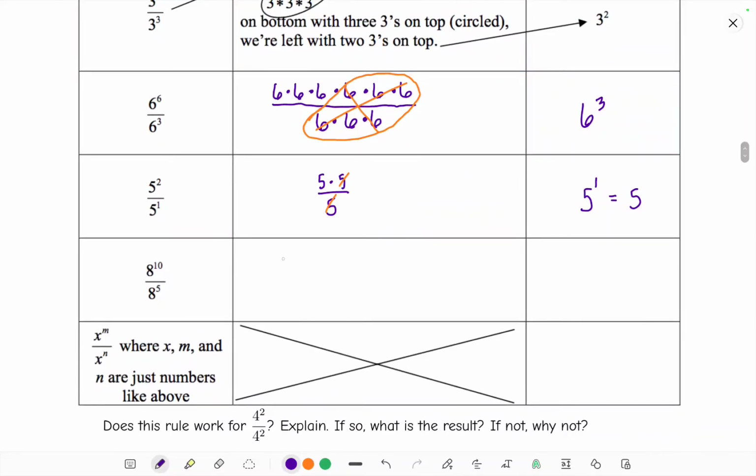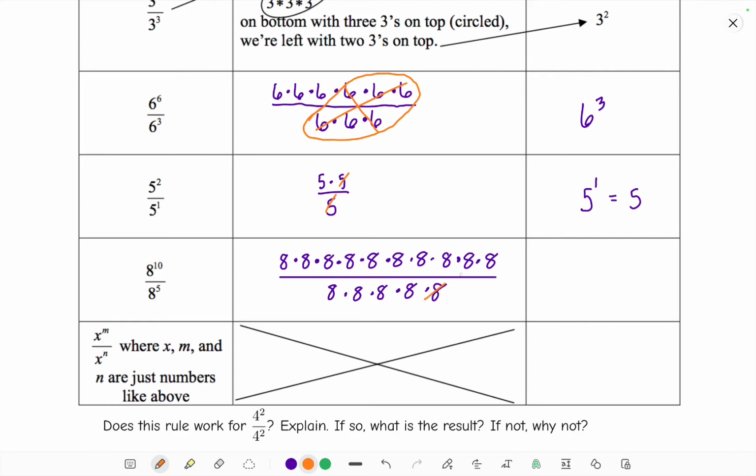Now, 8 to the 10th over 8 to the 5th. Well, this is 8 times 8 times 8 times 8 times 8 times 8 times 8 times 8 times 8 times 8. Did I get enough? Yes, I did. Over 8 times 8 times 8 times 8 times 8.